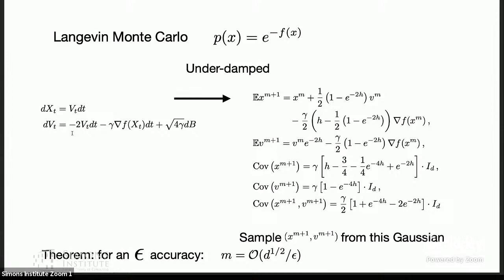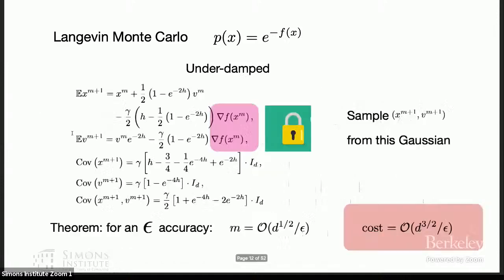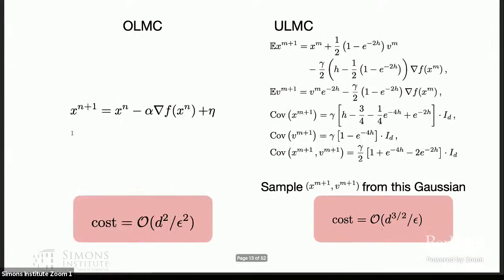Also, for epsilon accuracy, the number of iterations you have to pay depends algebraically on d and epsilon. And the same story: in each iteration, you have to compute the full gradient, and we think that's too much. It automatically adds d, those many costs, so we would like to remove that. So that's a summary: both overdamped and underdamped Langevin Monte Carlo have a pretty high dependence on d when you think about the cost.